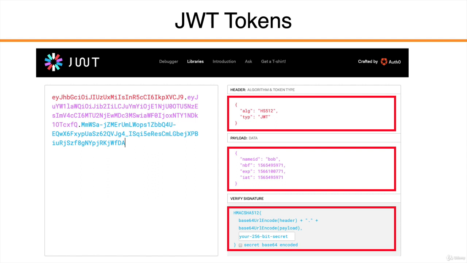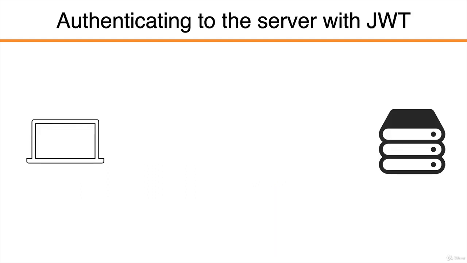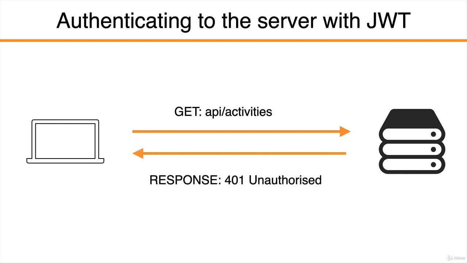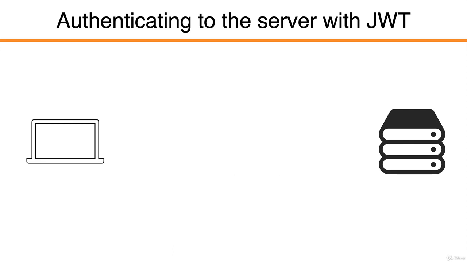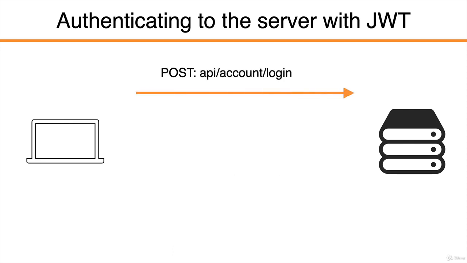And just an overview of what goes on with authentication to the server. If we make a request after we've implemented authentication and we just try and get our activities, then once our endpoints require authentication, if we do not send up a token, we're going to get a 401 unauthorized back. So in order for a client to get a token, they're going to need to send a post request to our login endpoint.